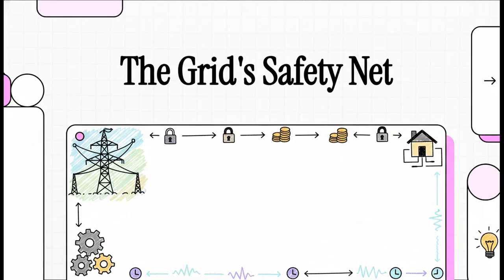Today, we're going to crack open the super complex, high-stakes puzzle that grid operators are solving literally every single second just to keep our lights on. We're talking about something called Security Constrained Economic Dispatch, or SCED for short.